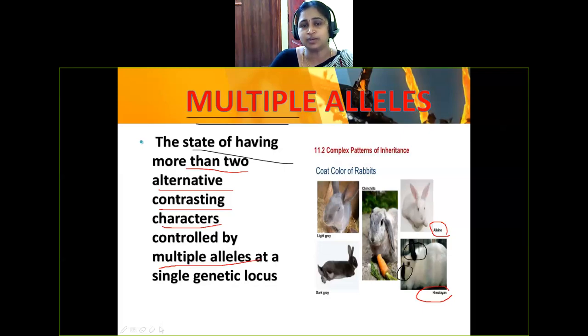Each one you will give a symbol. For example, C for full color, C-h for chinchilla, and then albino, C-a, like this. Different alleles you will give symbols. That is why it is called multiple alleles. But everything is located in the same genetic locus. Locus is nothing but the particular point.